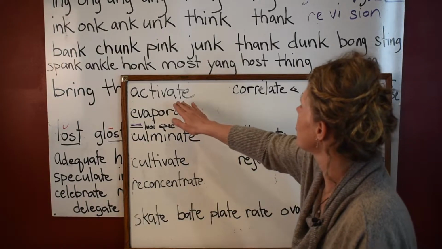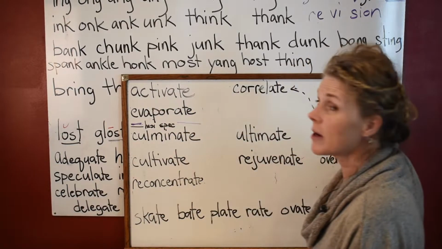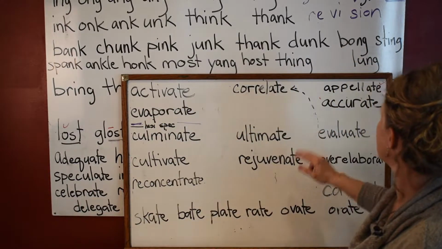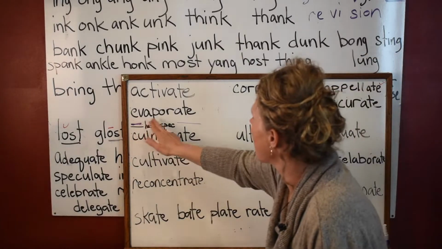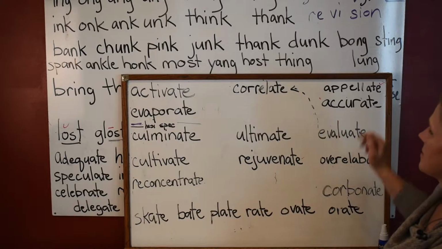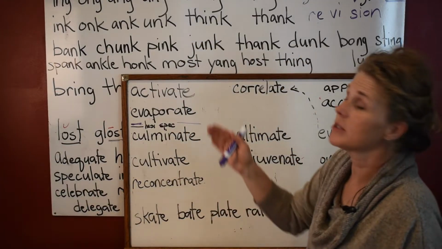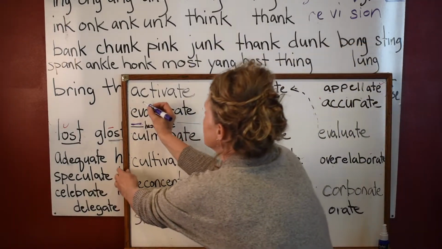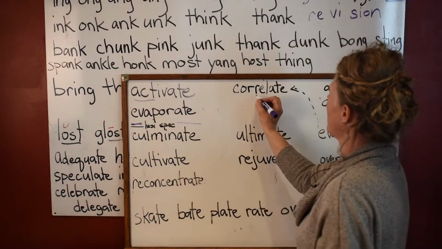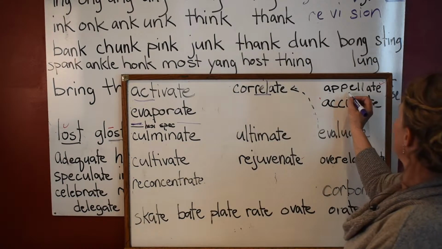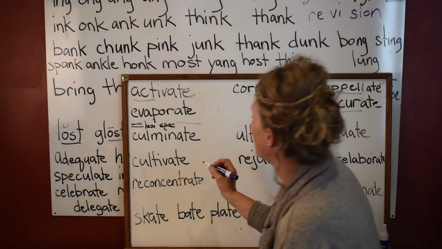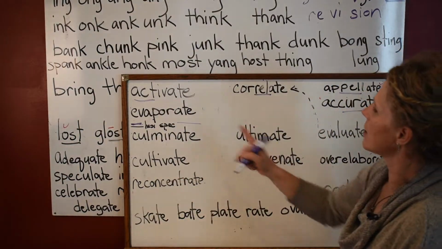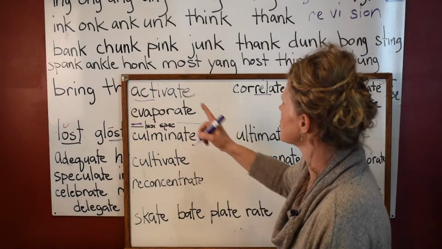Okay, so now we are going to just read these words and then we're going to break them apart and decode them. Activate, correlate, appellate, evaporate, accurate. Okay, so now I want to point out all of these. But first off, I'm going to just underline all of your Latin roots in here. Act, rel, pel, cur, and I'm not sure about that one, but we have solid Latin roots in these words. So let's start with activate.